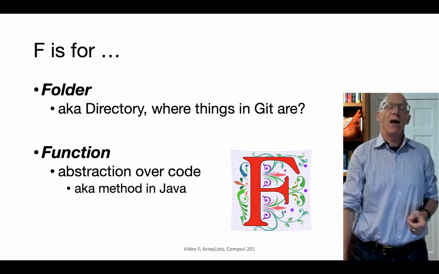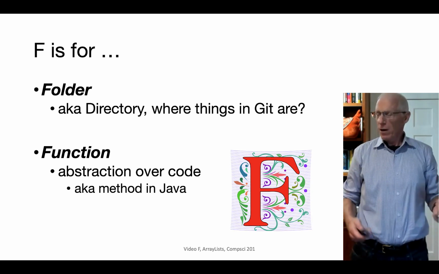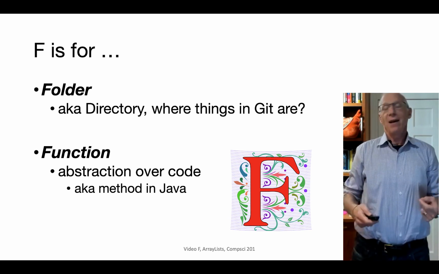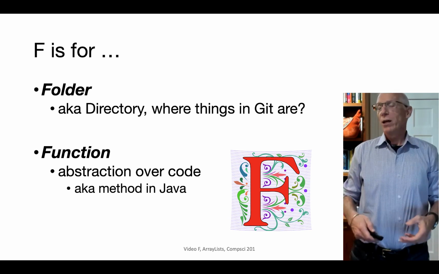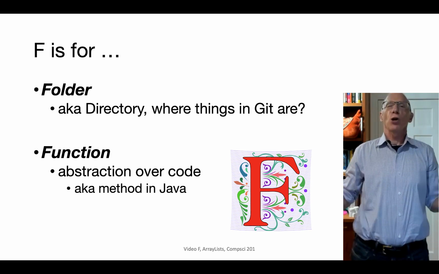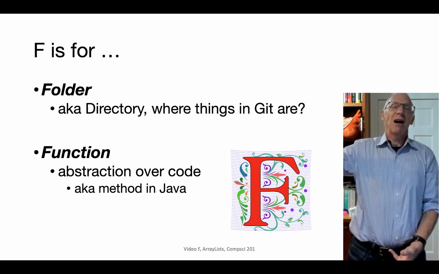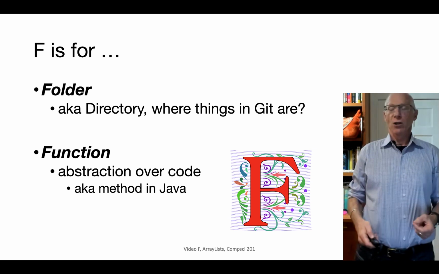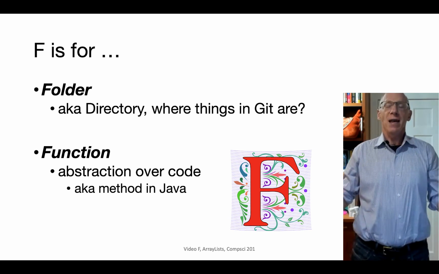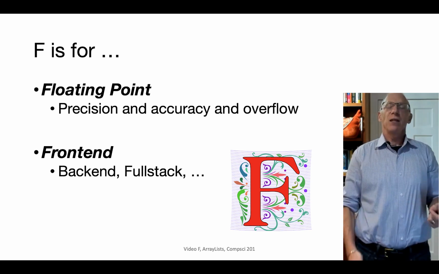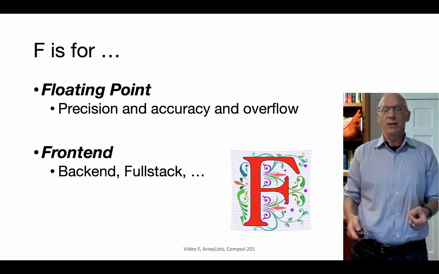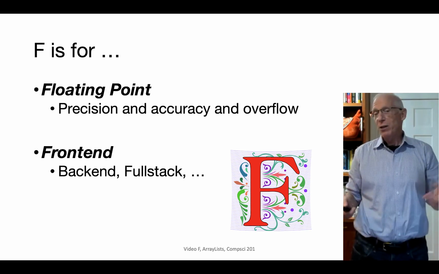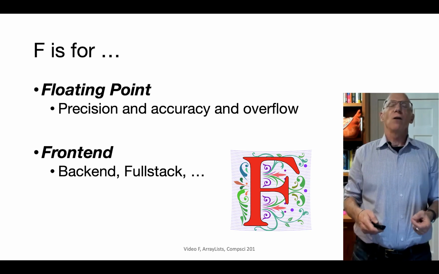This is Video F, and F is for folder, aka a directory, where you put the code that you're going to get using Git. F is also for function, which in some ways is an abstraction over code. We use the name of the function to represent the entirety of the code. In Java, we typically use the word method rather than function, but function is a name that's used in other languages. F is also for floating point, double in Java, that uses decimal points for precision, accuracy, and we need to be careful in some instances of overflow.